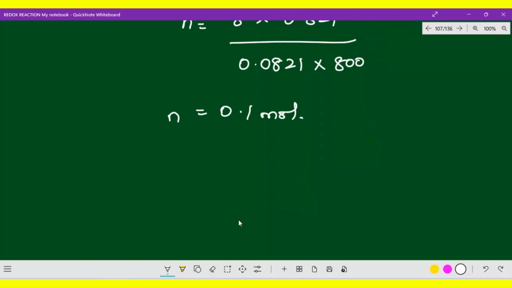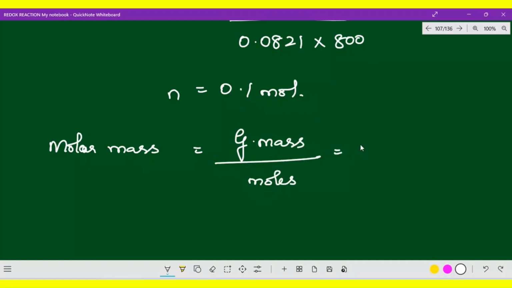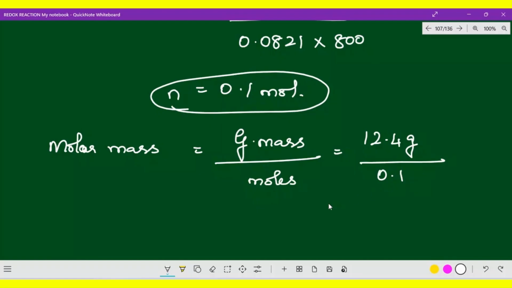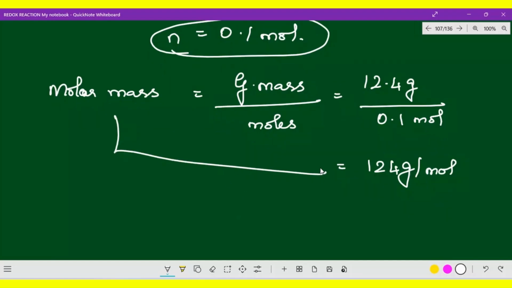Now the molar mass we have to identify. Molar mass equals given mass by moles. So given mass of the sample is 12.4 gram divided by the number of moles, which is 0.1. So we are getting around 124 gram per mole, that is the molar mass of the sample.